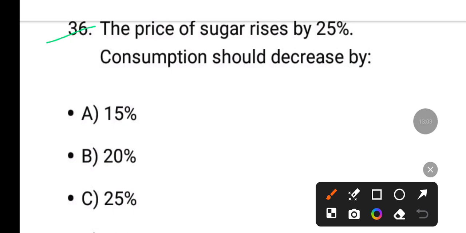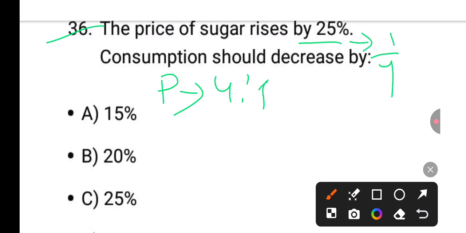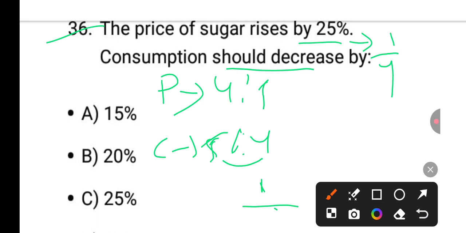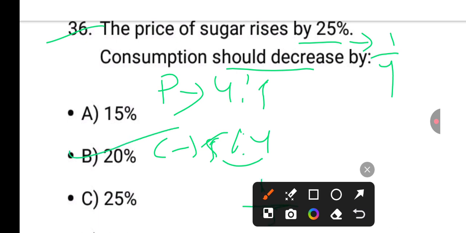Next one, price and consumption. See, price and consumption are inversely proportional to each other. Price is becoming 25% more, which means 4 is becoming 5, since 25% as a fraction is 1 by 4. Consumption is the reverse, 5 to 4. Now, what is the answer? Consumption should decrease by 1, from 5. It is 20%.